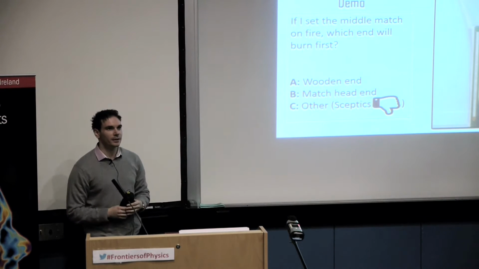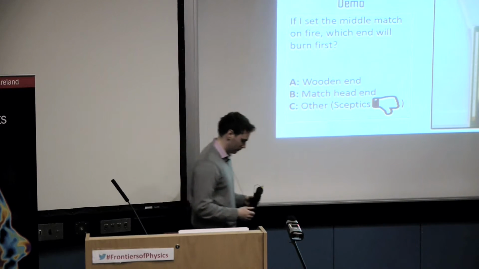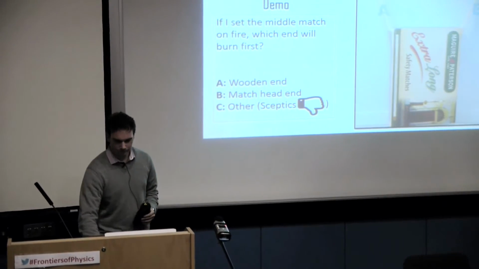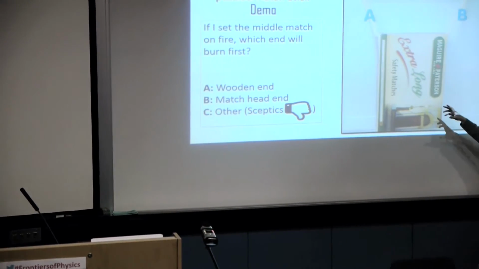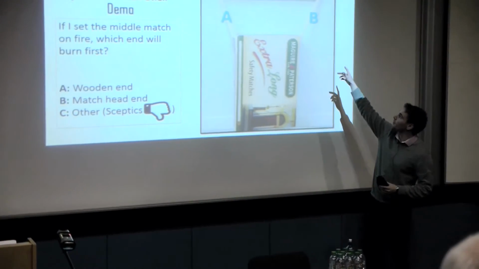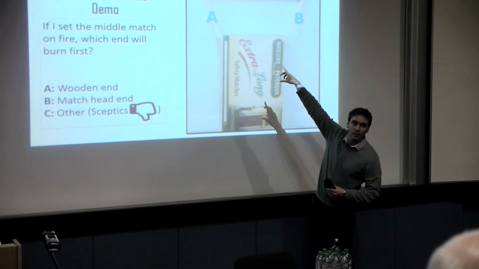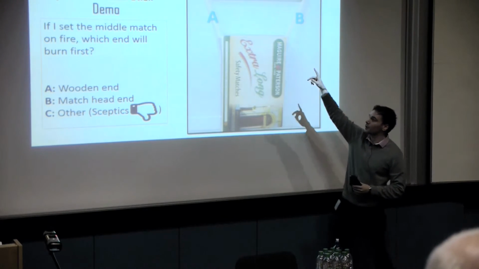So this is a matchstick demo, and we're going to be setting this up in a minute. Basically, we're going to set up the matches like they are set out in this picture. And we have A and B here. Note the match in the middle. A is the wooden end in the middle match, and B is the matchstick end. So you have two matchstick ends here and just one here.